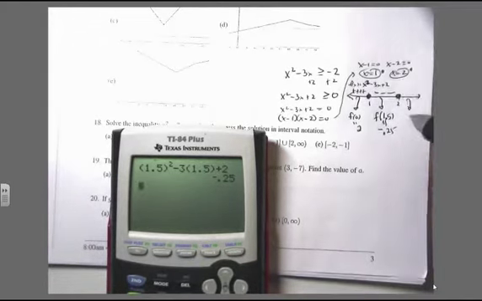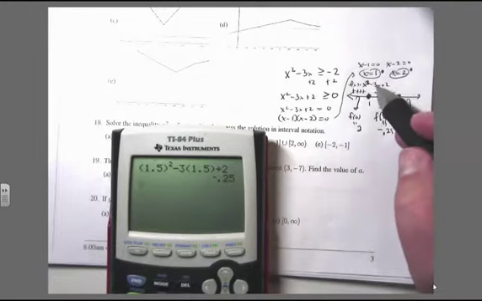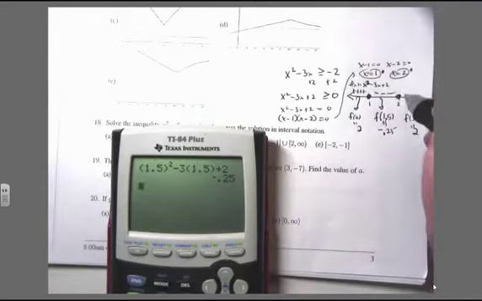I choose 3. Plugging in, 3 squared is 9. Minus 3 times 3 is 9. 9 minus 9 is 0, plus 2 is 2, which is back to positive.